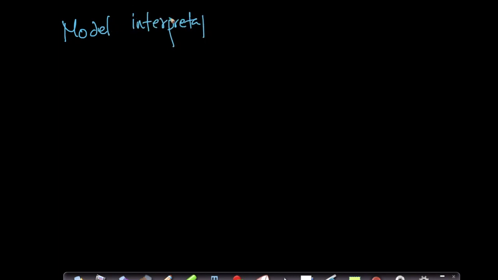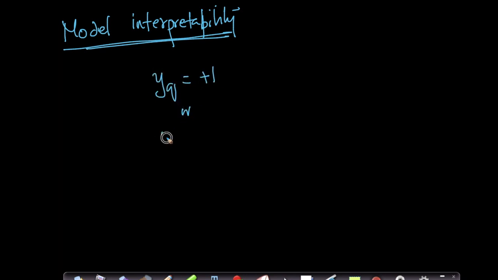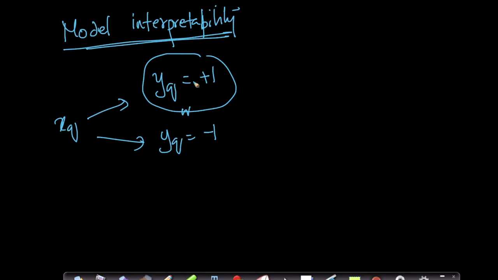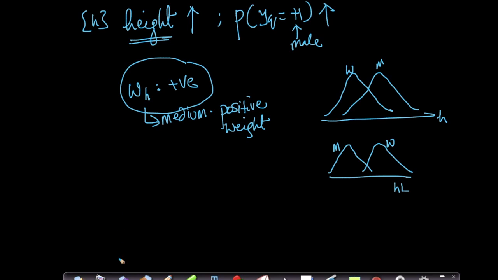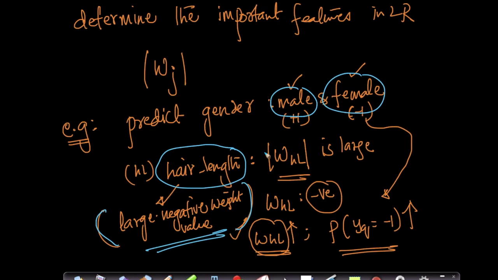So let's assume, it's a little tongue twister here. What does model interpretability mean? If I want to tell whether the model is sensible or not, if I want to tell somebody, in addition to saying YQ is +1 or -1, why am I saying that the class label given a query point is positive or negative? If I want to give reasoning to them, I can just pick up the most important features. And what are the most important features? Those features which have an absolute weight value which is large.